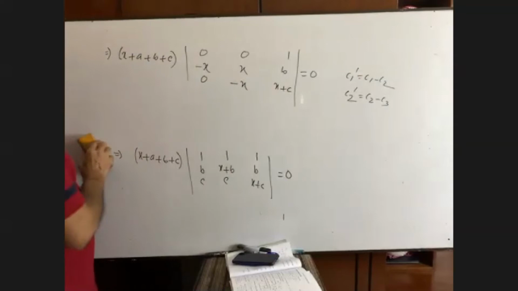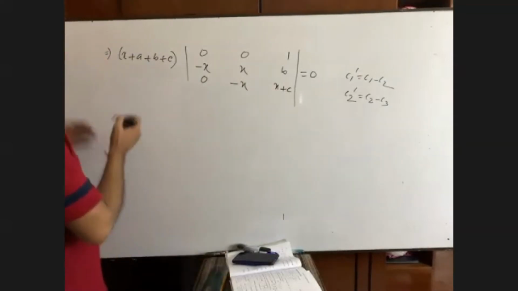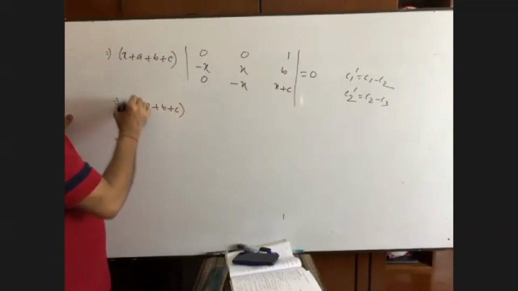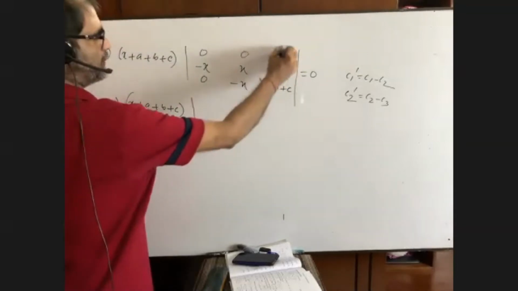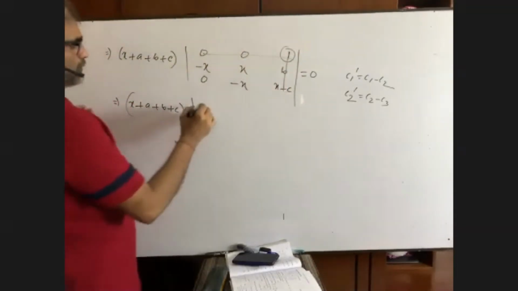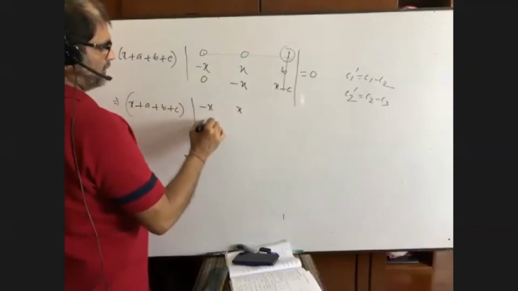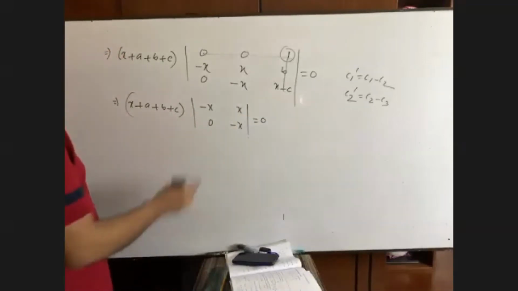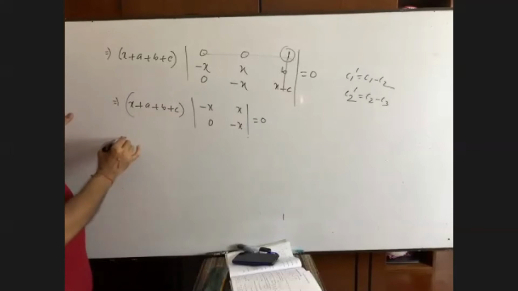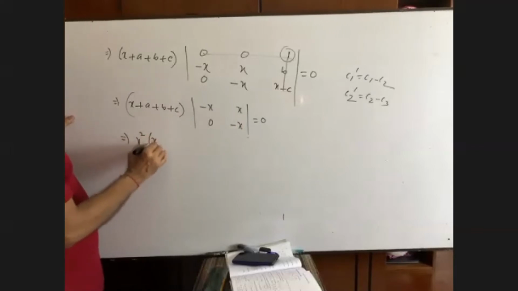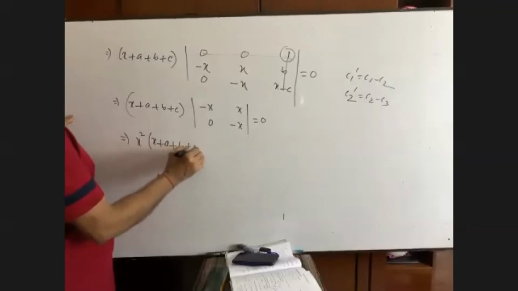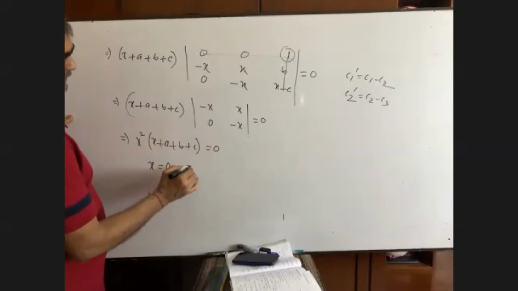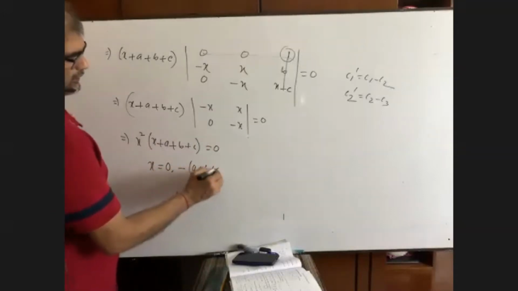Okay. That means we are getting here x plus a plus b plus c. If we consider this one, this will be omitted. So minus x, 0, minus x equals 0. You can take common or directly you can do this will be x square. That means we are getting here x square into x plus a plus b plus c equals 0. So x equals 0 or minus a plus b plus c. We have got our answer.